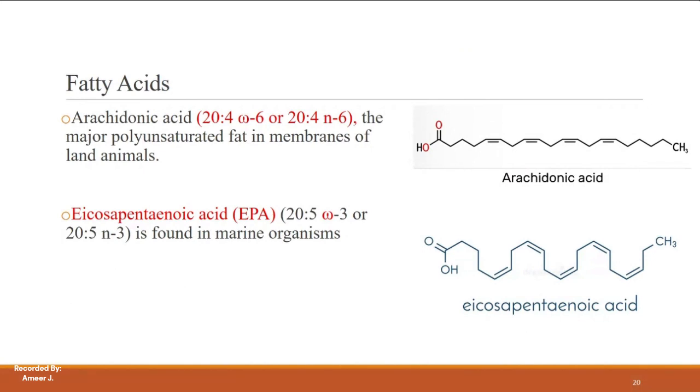Another fatty acid that can be placed in the cell membrane is EPA, or eicosapentaenoic acid. It has 20 carbons and 5 double bonds. It's found in marine organisms.